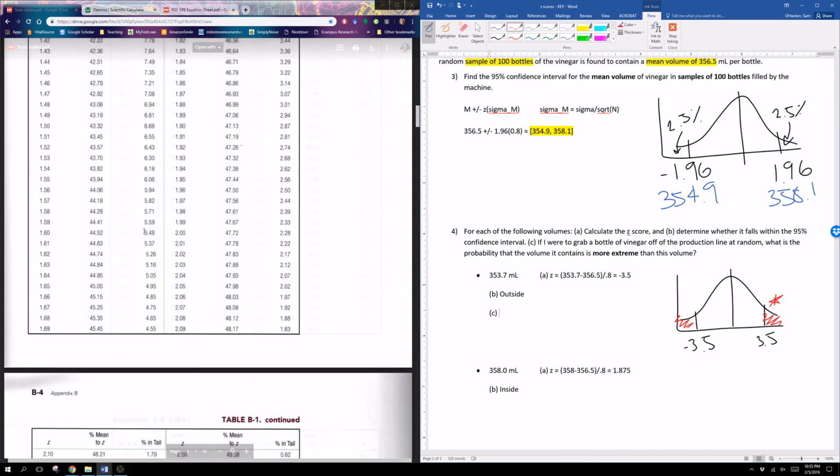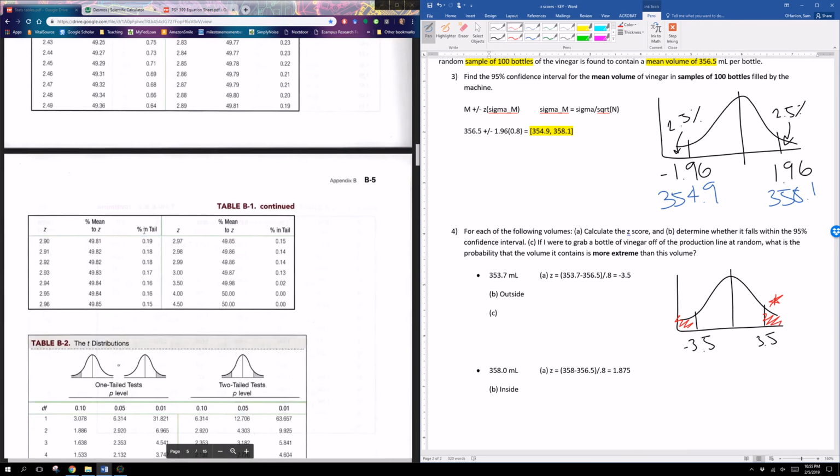Okay, so look for a z-score of 3.5. Z-score of 3.5, and we're told that there's 0.02% in the tail. Or if we wanted to write this as a decimal instead of a percent, that would be 0.0002. Okay.